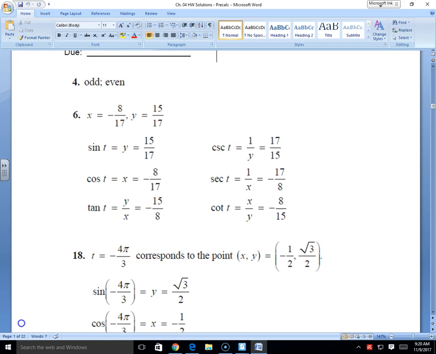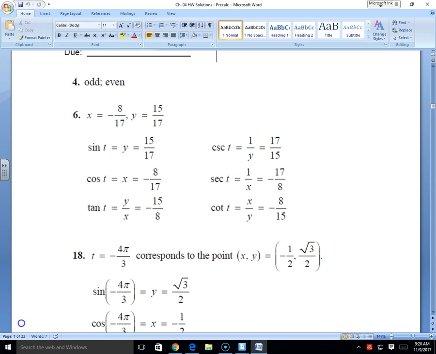And number 6. It wasn't unit circle stuff. That's okay. It was a y and an x. So we stole the y for the sine, like the formula says. We stole the x for the cosine, like the formula says. We took the y over the x. Do you guys see how the 17s cancel? The y over the x for the tangent.